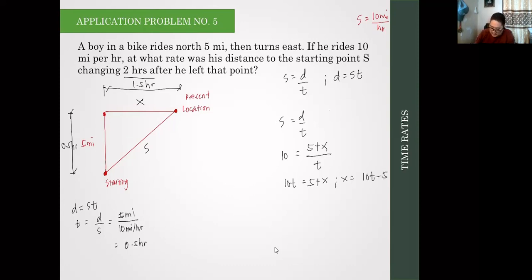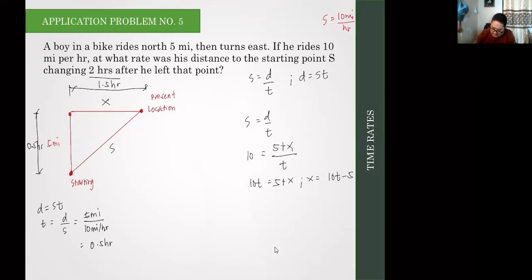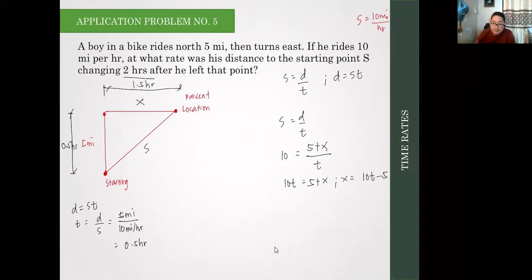Okay? Kung may right triangle tayo, anong equation natin? So, kung may right triangle tayo, that is s squared, yung hypotenuse natin, is equals to yung 5 miles plus x squared natin. Derive natin in terms ng time. So, pwedeng substitute na natin yung value ng x kasi may na-calculate tayo. S squared is equals to 25 plus 10t minus 5 squared.